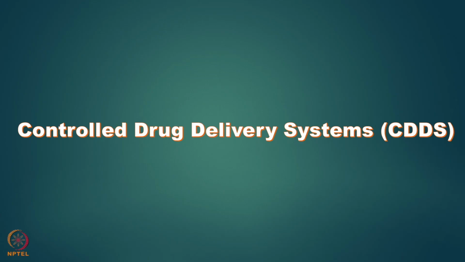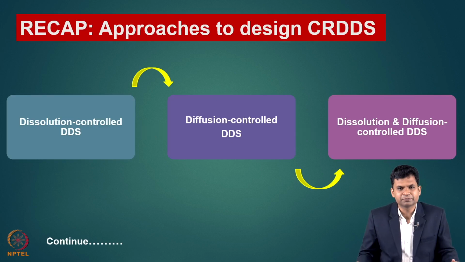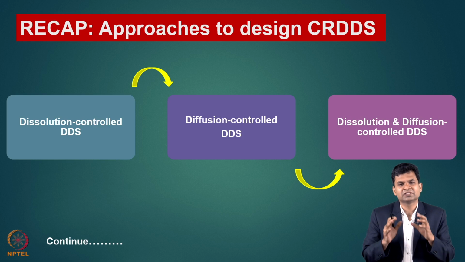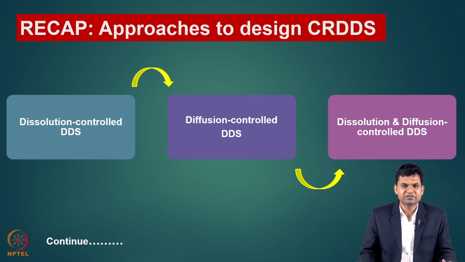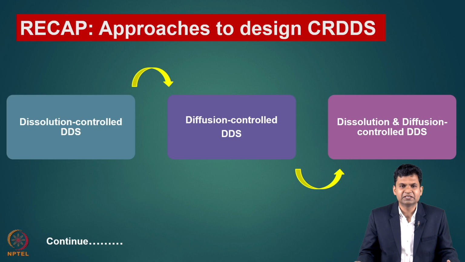So, in our previous lectures, we started with the controlled drug delivery systems. In that, we have discussed various important aspects of controlled release drug delivery systems, and various approaches to design them. We discussed the general considerations for controlled release drug delivery systems, and then we saw some of the key aspects which are important to design them. And then we started on the designing of various controlled drug delivery systems.